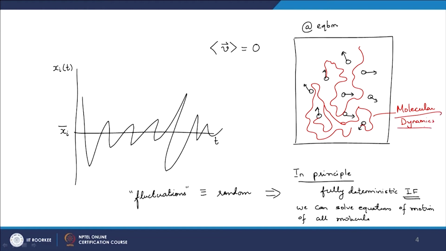The only limitation is that it is for a very small system, let us say a simulation box of the order of 10 nanometer by 10 nanometer by 10 nanometer. For larger systems, we will have millions of molecules, and it is very difficult to keep track of the trajectories of all the molecules and do that.